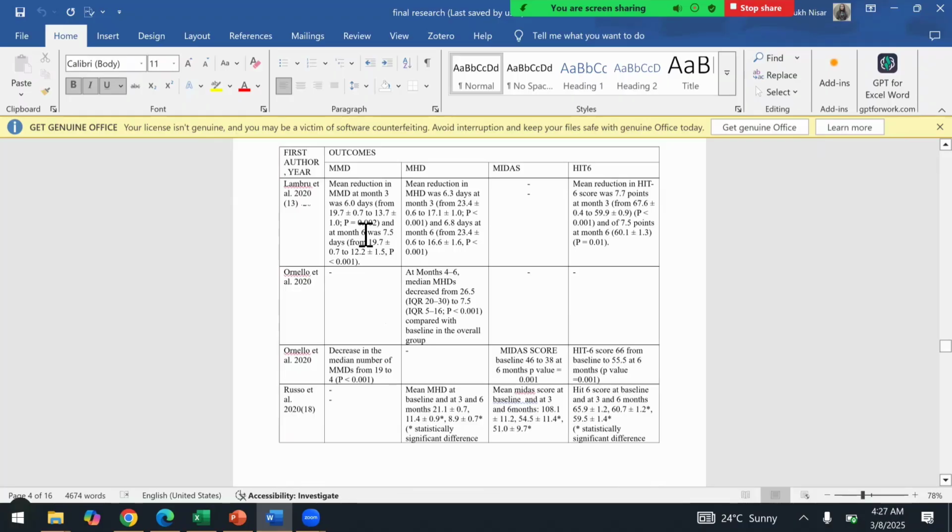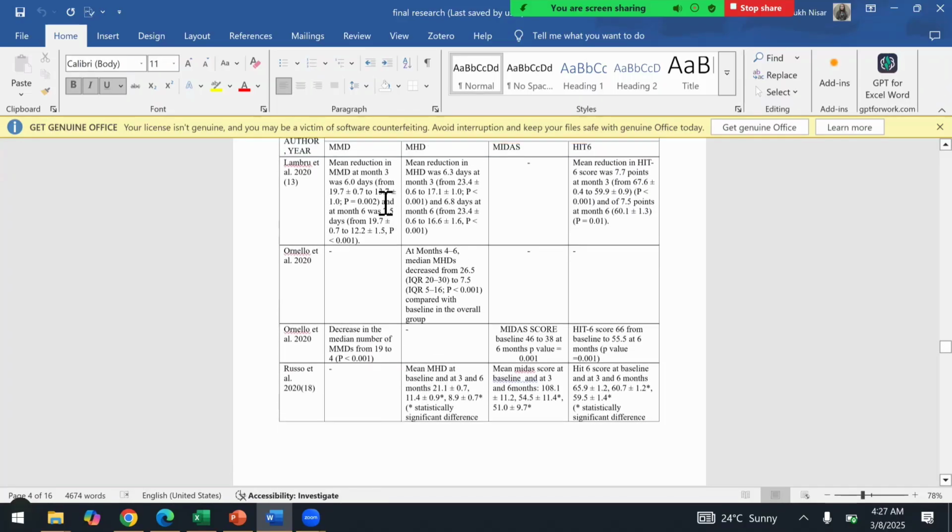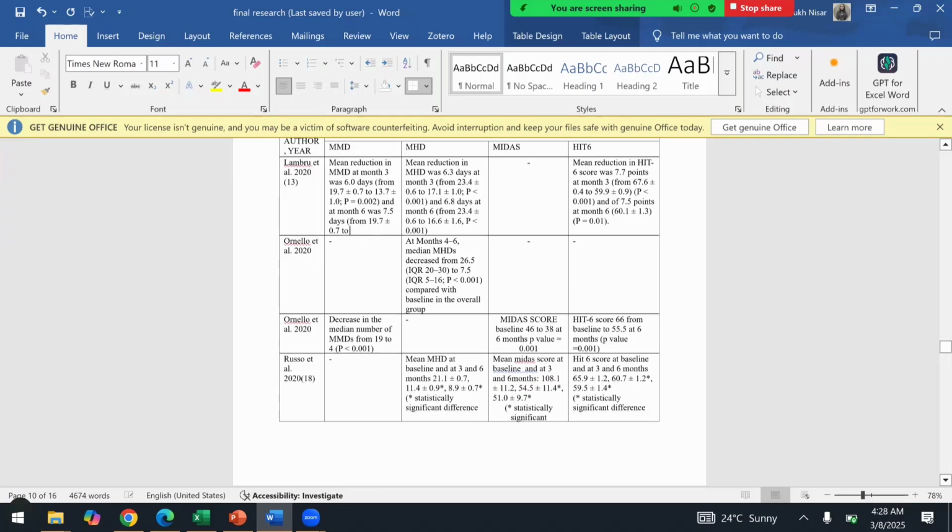and then you only have to write the conclusion in one line. So you don't have to write your own assessment. You have to write what the paper found, for example, mean reduction in MMD at 3 months was 6 days. That was enough. You don't have to write all this detail. So you just have to write a little summary. You can just write mean reduction in MMD at month 3 was 6 days.